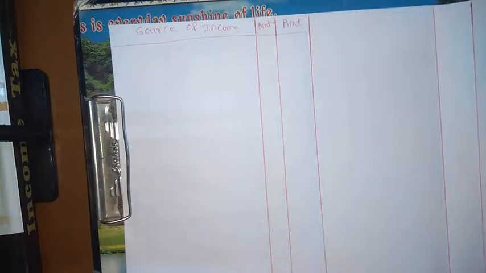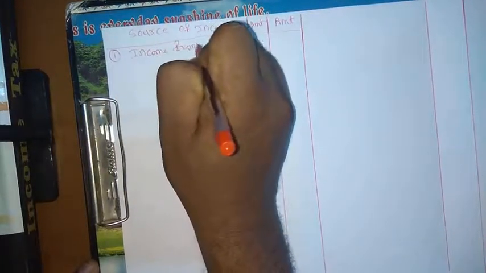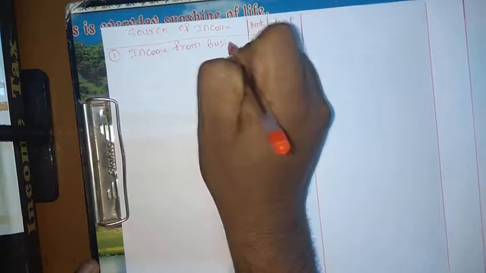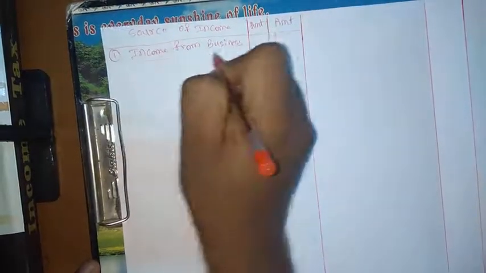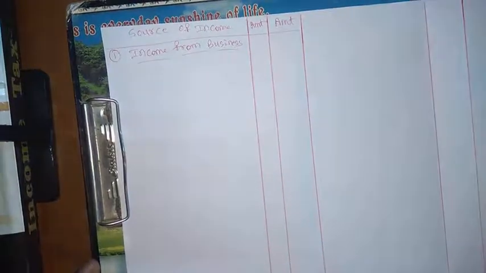We'll solve one more problem of income from business and profession. As we know, to solve this problem, income from business, we need to prepare three columns: source of income, inner column rupees, and outer column rupees. So, number one, income from business. Underline this, income from business.